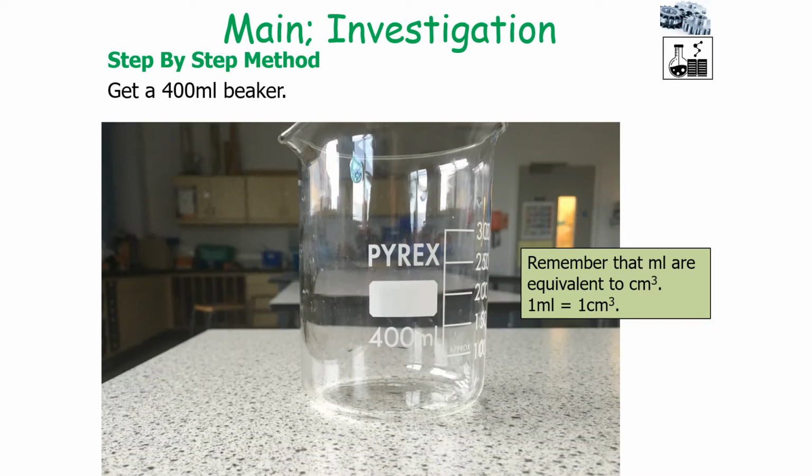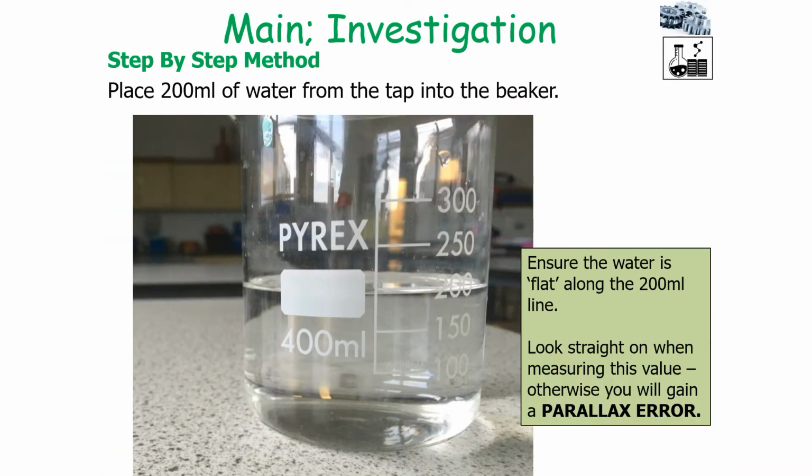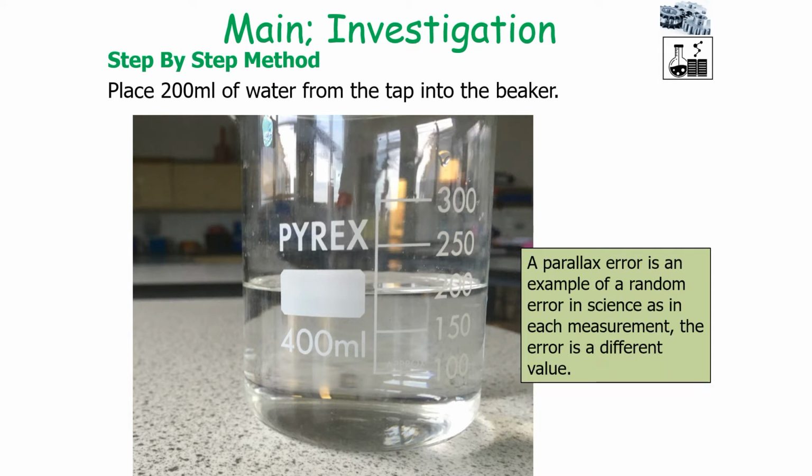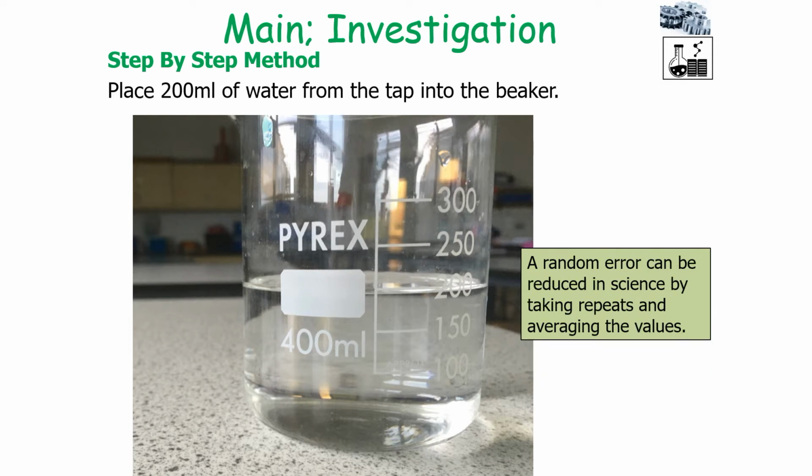So you get your 400ml beaker and then you fill it up with 200 milliliters of water from the tap. Always ensure it looks straight on, otherwise you may get a parallax error, which is an example of a random error, as in each measurement the error is a different value. Now you can reduce a random error in science by taking repeats and averaging the value.